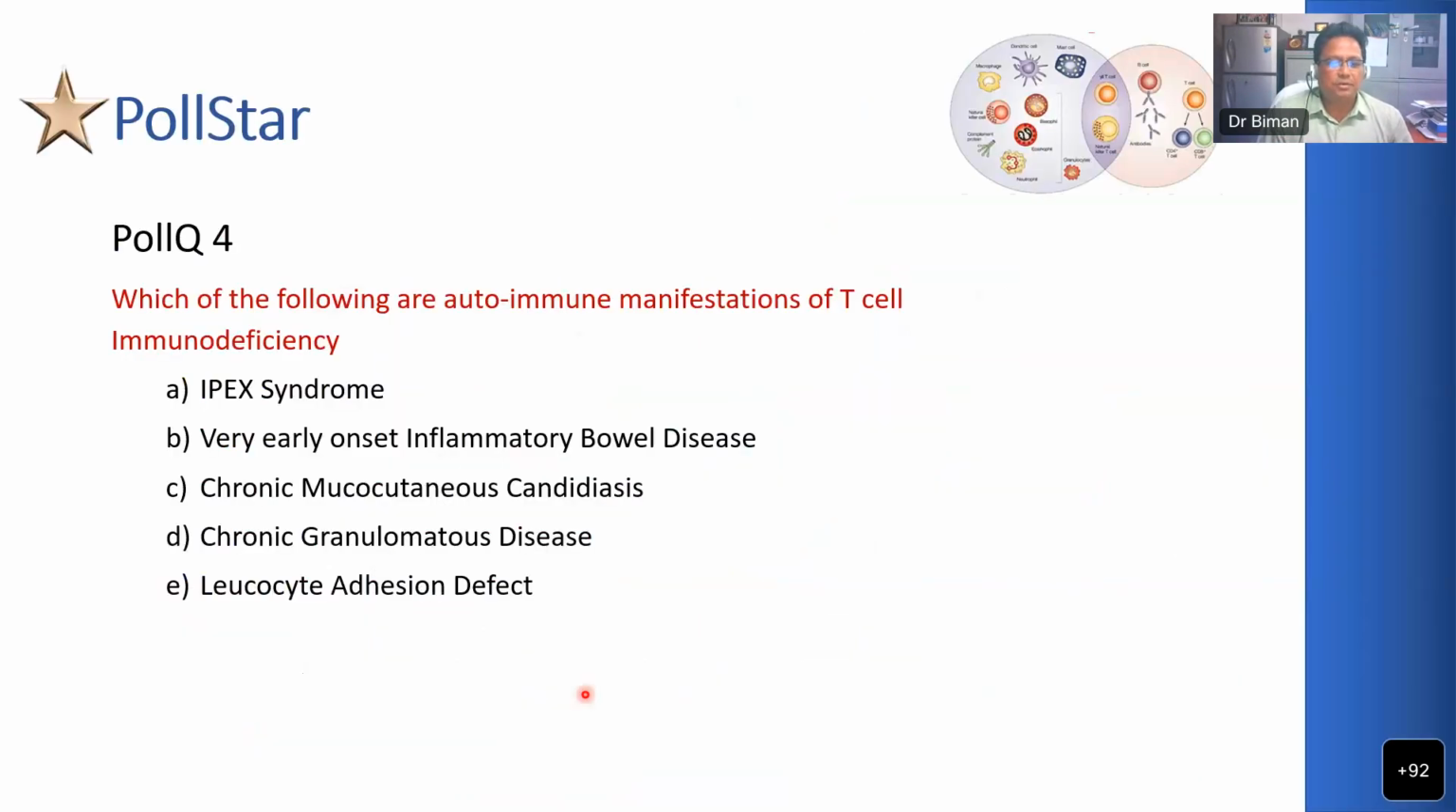So which of the following are autoimmune manifestations of T cell immunodeficiency? IPEX, very early onset IBD, CMC, CGD, LAD. So this is a very simple question. I don't have to wait for the response also, because this has to be correct for all.